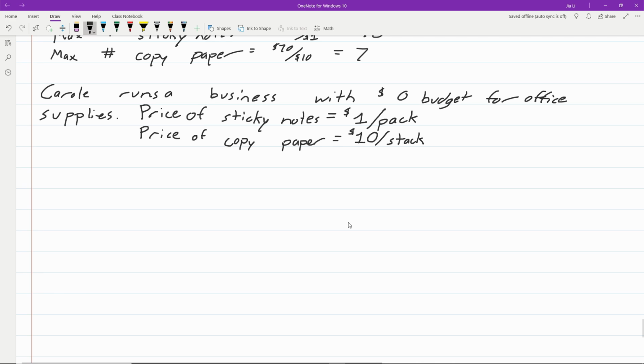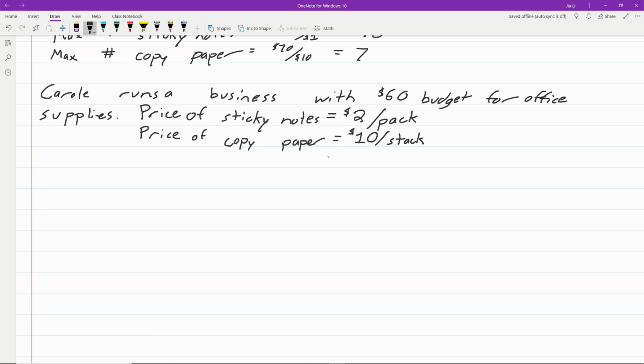So I'll be going back to the original $60 budget. But what I will do is, instead of saying it's $1 per pack of sticky notes, what if I said it was $2? Everything else is the same, $60 budget, $10 for a stack of copy paper, but now the price of sticky notes has doubled to $2.